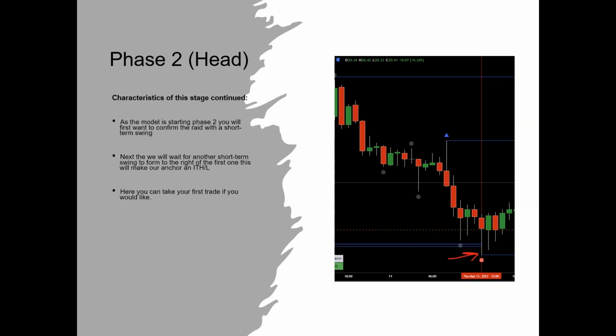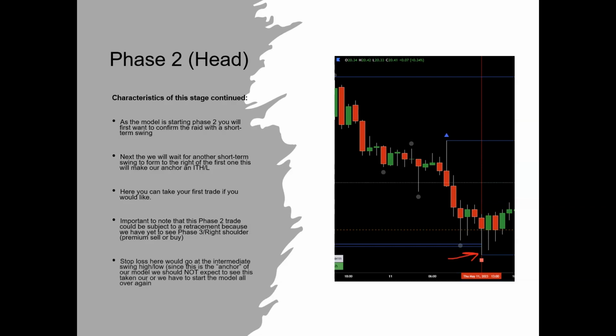So we have that, and now here you can take your first trade, and then your stop would just be at the high. So right here, it is important to note that the phase two trade that you might take could be subject to a retracement, and that's because you've yet to see the phase three, which is when the right shoulder is forming, right? And like a right shoulder, there should be a deep retracement into the premium of the head, okay?